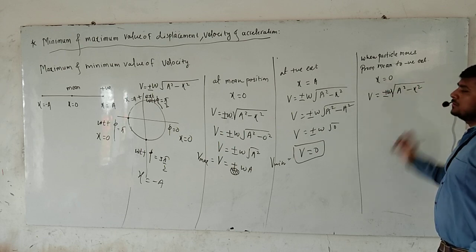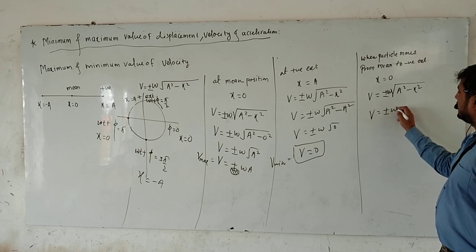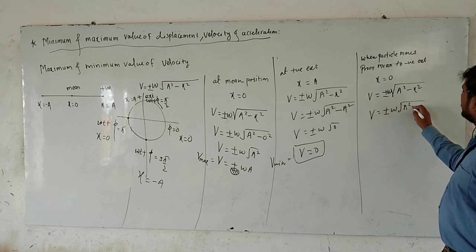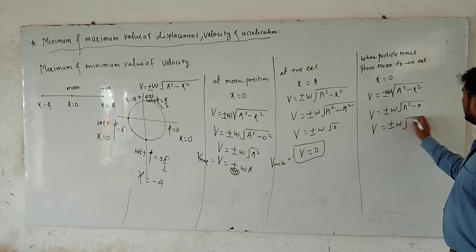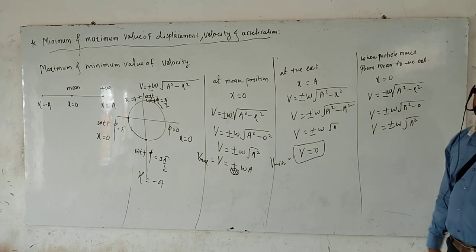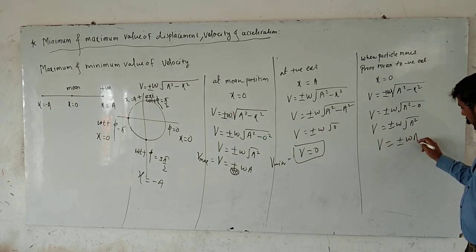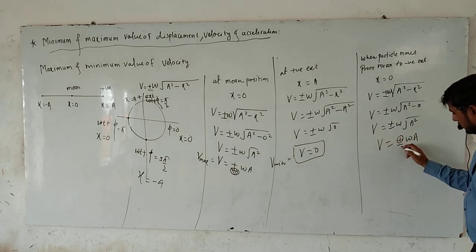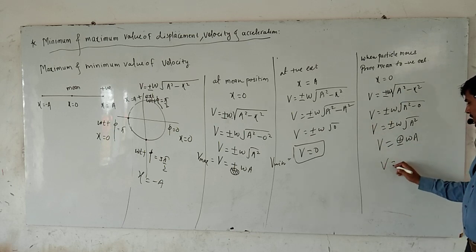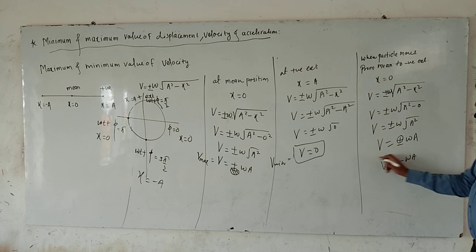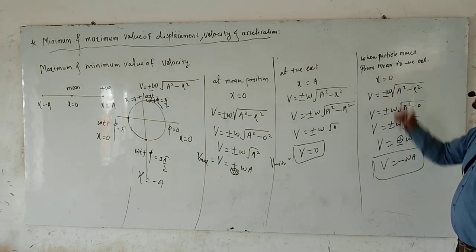So instead of x, what I need to put over there is 0. So v will be equal to plus minus omega square root of a square minus 0, right? So v will be equal to plus minus omega square root of a square. Square and square root will get cancelled, right? So v will be equal to plus minus omega, but we need to consider the negative when the particle moves from mean to negative extremity, the value of v will be equal to minus omega. So this is the case at a mean position.